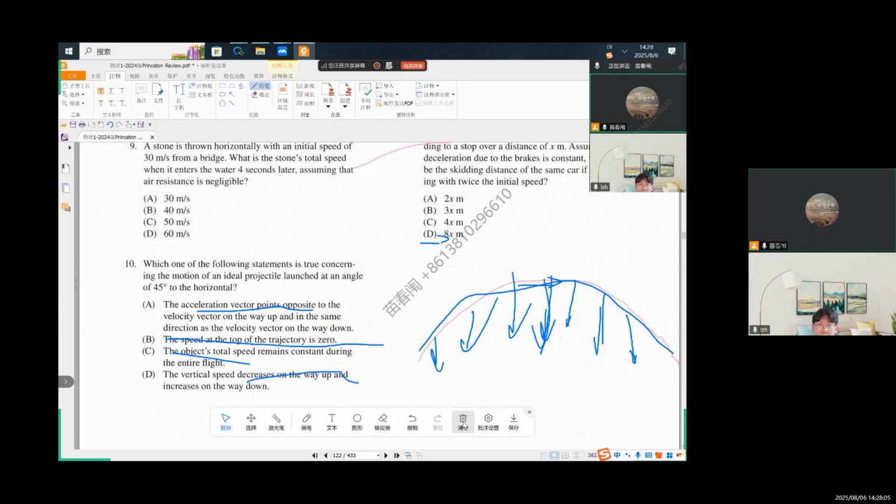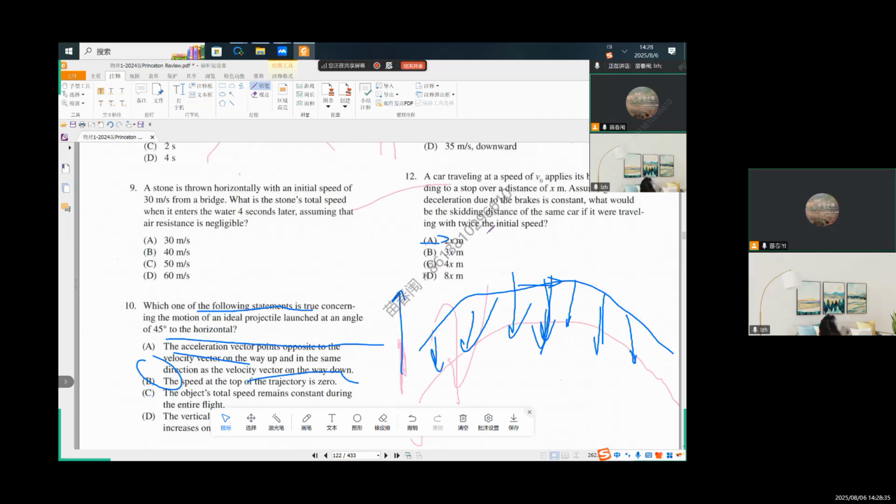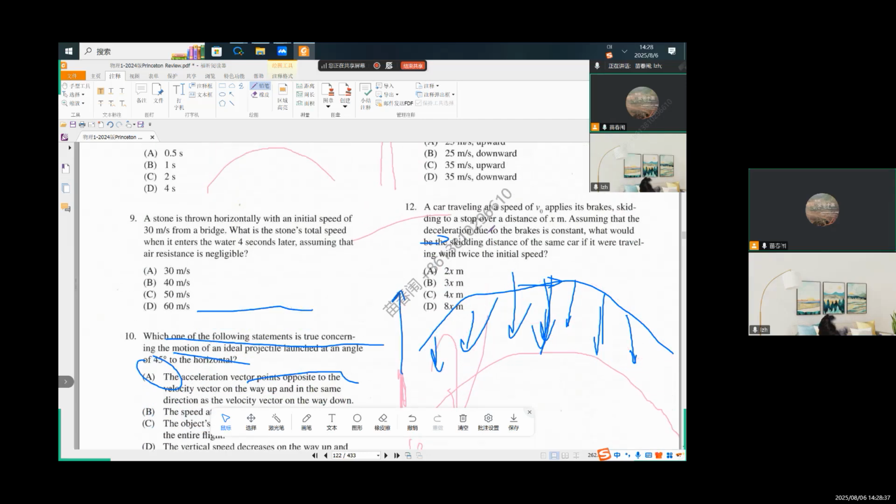The vertical speed, I don't think the vertical speed decreases. Does it? Oh, the vertical speed does decrease, right? Because you have an upward component in here, but your g acceleration is decreasing it, right? And when you get to the top, it starts to accelerate you down, right? So D is right. Also, we don't really have a choice. A, B, C, we ruled them all out. That's 10.